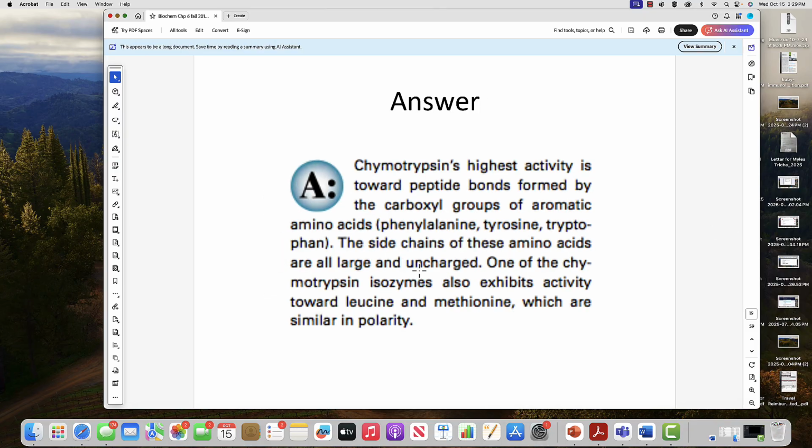For example, aromatic amino acids. Remember, we talked about how your aromatic amino acids have those ring structures, so they're going to be bulky. That would be your phenylalanine, your tyrosine, and tryptophan. These side chains of the amino acids are large and they're uncharged. So that would be an example of how chymotrypsin's activity would be directed more towards those types of amino acids.